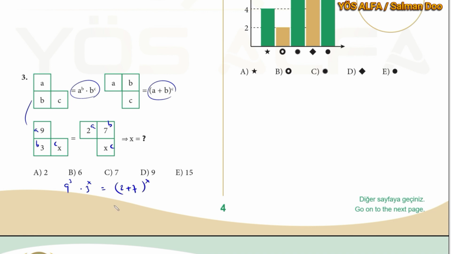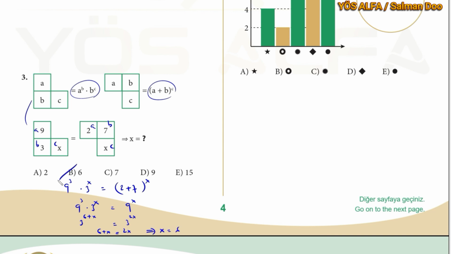From here we have 9 to the x is equal to 9 cubed times 3 to the x. Since we have 3 over here, I'm going to convert all 9's over here to 3. So we have 3 to the 2 times 3 is 6, and then there is x. So 3 to the 6 plus x is equal to 3 to the 2x. From here, since the bases are equal, we can equate their powers. 2x is equal to 6 plus x. From here we have x is equal to 6.